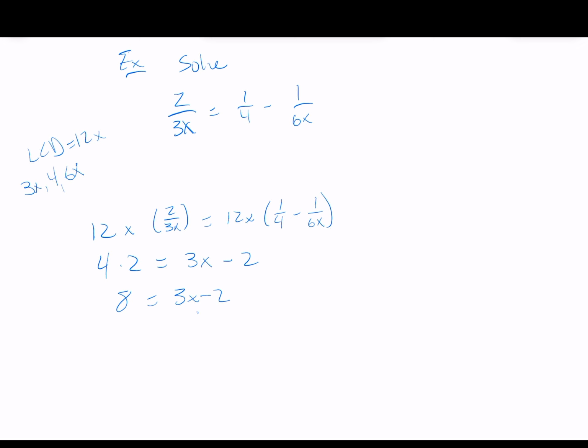We add 2 to both sides, and 8 plus 2 is 10, is equal to 3x. Divide both sides by 3, and x is equal to 10 over 3 is our solution.